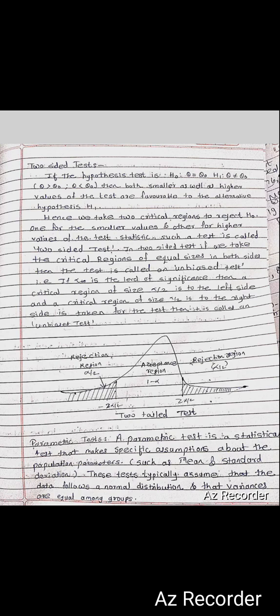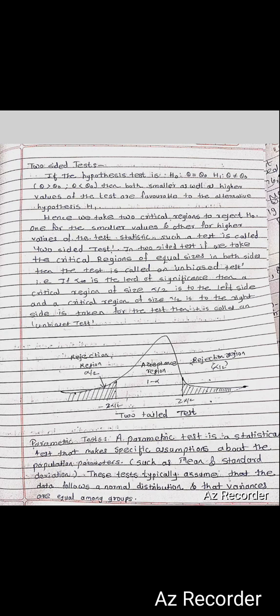And for a two-sided test, if the hypothesis test is H naught theta equal to theta naught versus H1 theta is not equal to theta naught, then there are two possibilities: theta is greater than theta naught or theta is less than theta naught. Then both smaller as well as higher values of the test statistic are favorable to the alternative hypothesis H1. Hence we take two critical regions to reject H naught, one for the smaller values and the other for the higher values of the test statistic. Such a test is called a two-sided test. So there are two types.